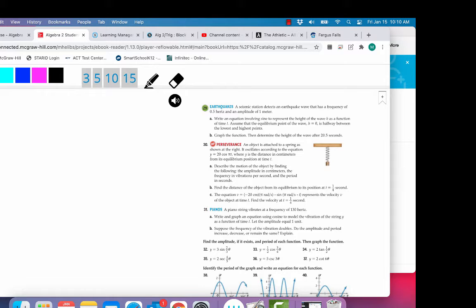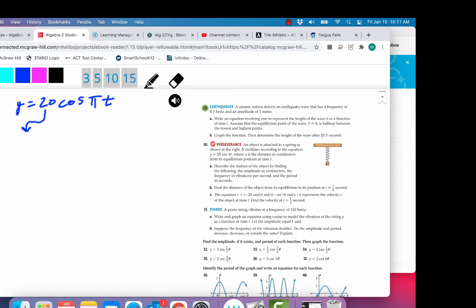Okay, we're going to look at number 30 from 9.5. It says an object is attached to a spring as shown at the right. It oscillates according to the equation y equals 20 cosine pi t, where y is the distance in centimeters from its equilibrium at time t. Describe the motion of the object by finding the following.